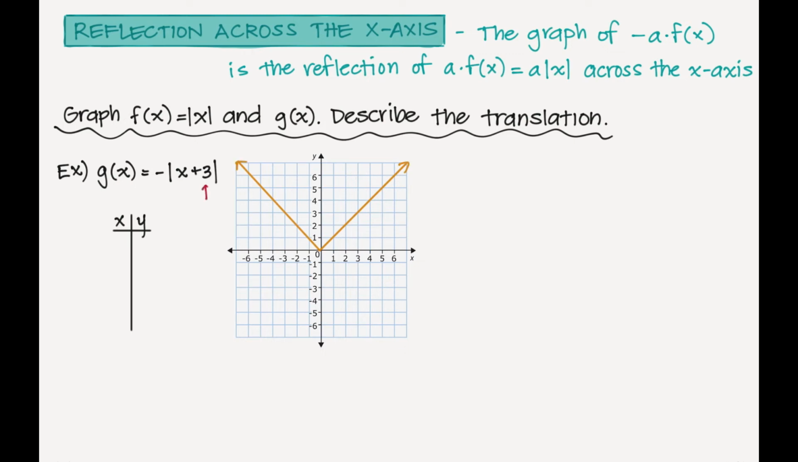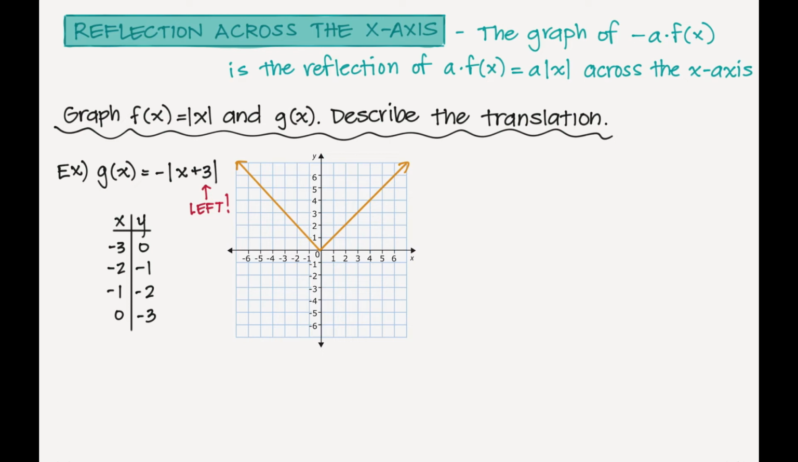And now we need to graph g of x. So to begin, since we are adding 3 on the inside, that means we're going to be moving it to the left 3 units. So I'm going to start with -3 for the values that I'm choosing because that's going to be the vertex. So -3 plus 3 is 0. -2 plus 3 is 1 times -1 is -1. -1 plus 3 is 2 times -1 is -2. And then 0 plus 3 is 3 times -1 is -3.